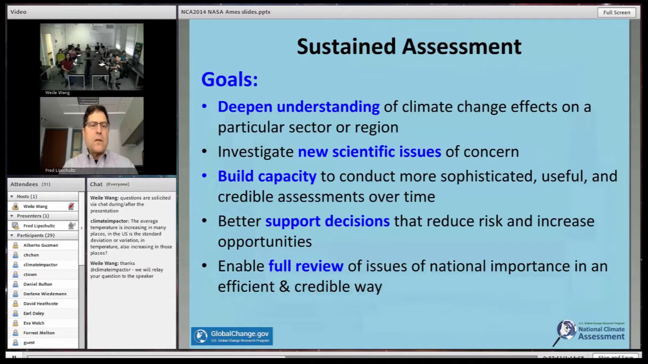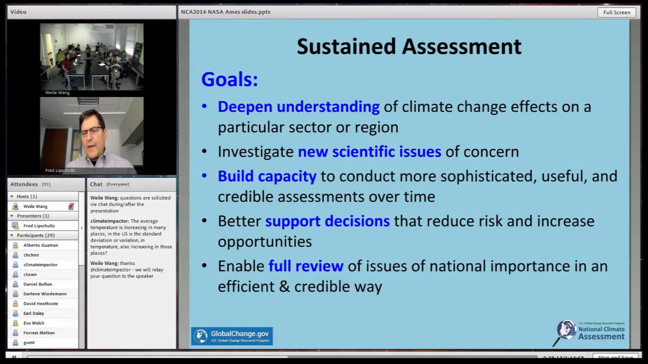So that's the actual report that we finished. And as we looked forward to moving to the next 4 years and another report, and every 4 years thereafter is called for in the law, it was clear that we didn't want to have to recreate this process again and again and start from scratch.